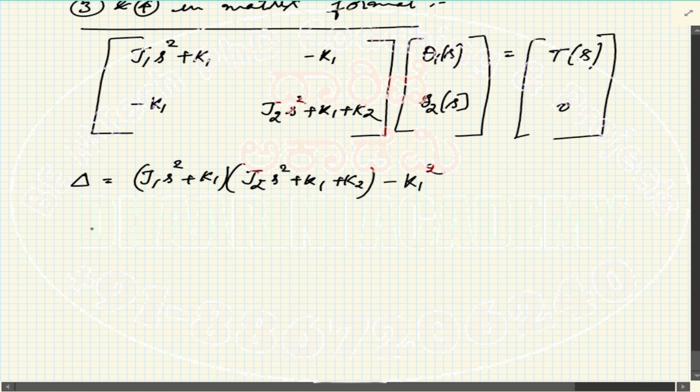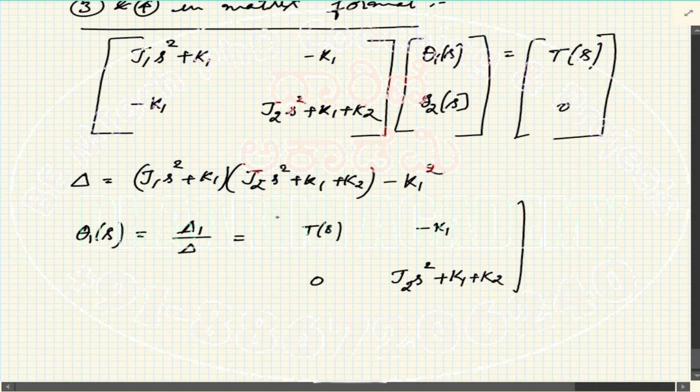All right. So next part, if we want to find say theta 1 of s, this has to be I'll write say delta 1 by delta. So delta 1 is nothing but replacement of the matrix by the first column of the matrix has to be replaced by the right hand side. So that is T of s, minus K1. This is 0 and J2 s squared plus K1 plus K2. Its determinant is this is delta 1 whole divided by delta.